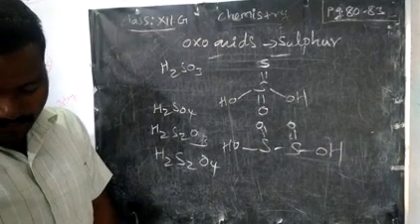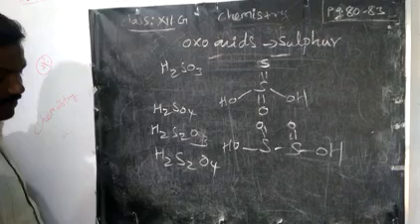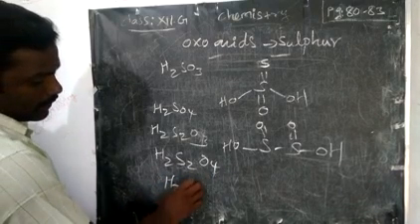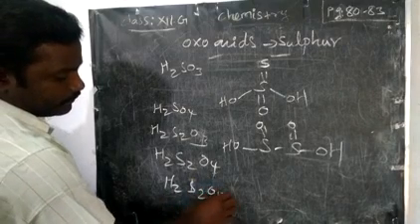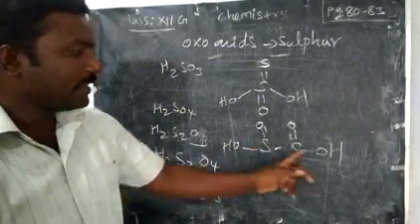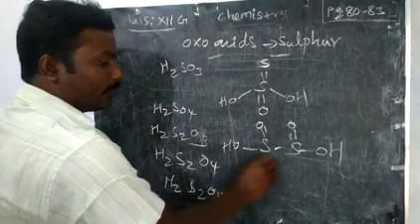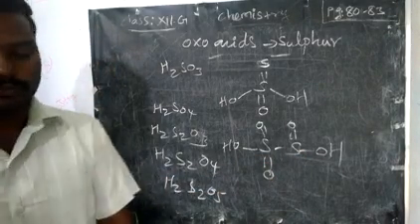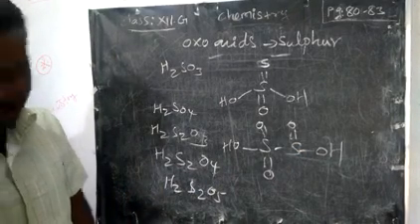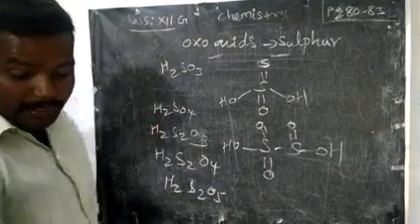And then we are going to take H2S2O5. Here we are going to add one more oxygen. So from any one of the sulfur you make another double bonded O, right? Then H2S2O7. You can remember this structure.